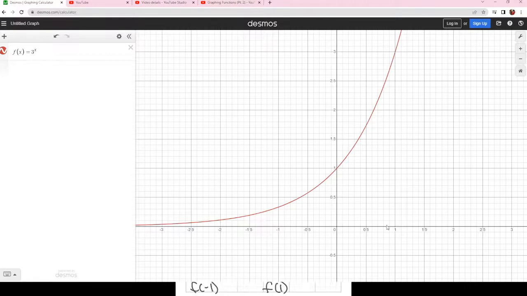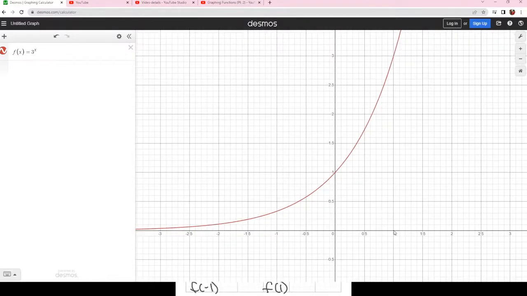Okay? Hopefully you've already paused and worked through this. So for f of 1, you take your mouse and just follow it on up. It touches the graph at 3. So f of 1 for this should be 3.